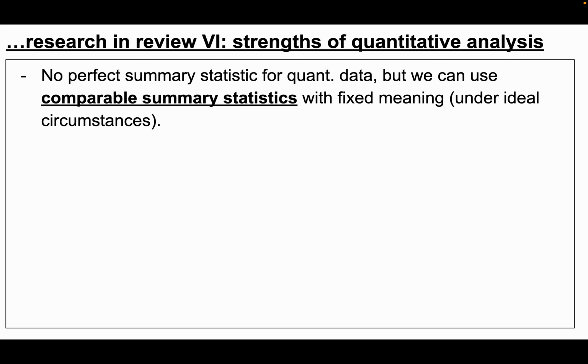Well, there's no perfect summary statistic for quantitative data. We can usually use comparable summary statistics with a fixed meaning under ideal circumstances. For example, we can calculate the mean of income for this group and that group and be relatively certain that we're comparing like with like, at least to an extent. Maybe these different groups have different cost of living, or maybe these groups have different ways of spending their money, but the social meaning of money is, generally speaking, relatively constant, right? It buys the same amount of goods and services.